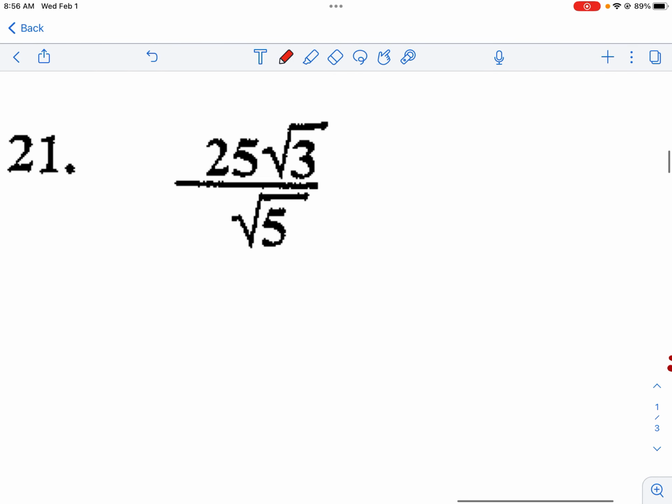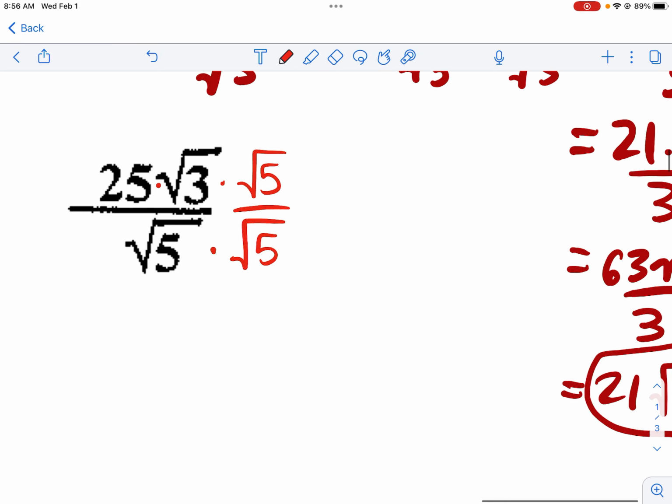Brings us to number 21, 25 times square root of 3 over square root of 5. Again, I'm going to use this opportunity to radicalize the denominator, so square root of 5 over square root of 5. So now I'm going to have 5 on the bottom. I'm going to have 25 times square root of 15 on the top.